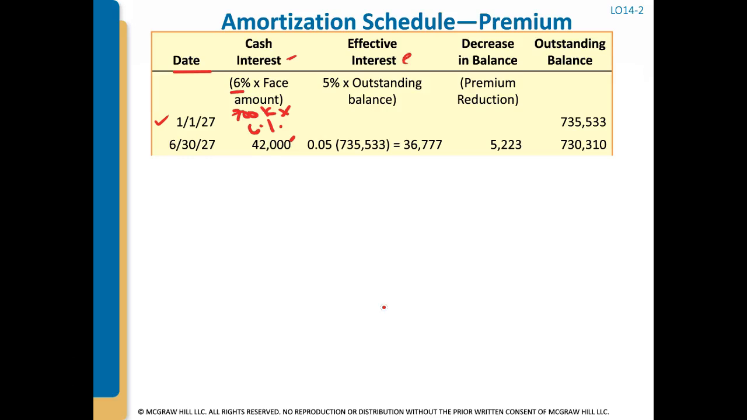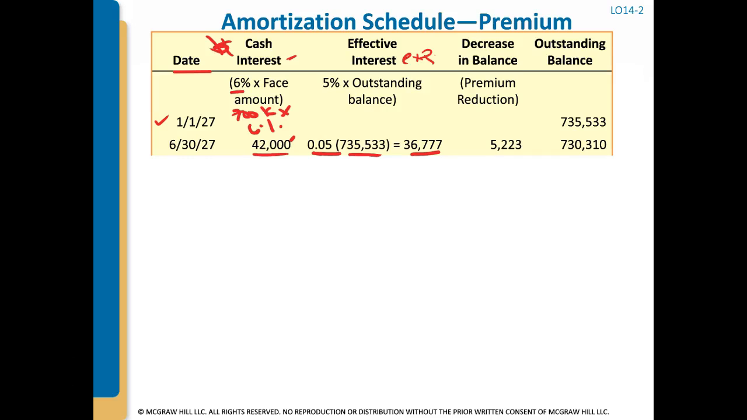The effective interest expense is equal to your market rate. It's very important to keep these two rates straight as to where you use them. Again, this is divided by half because we have 2 payments a year, multiplied by your beginning outstanding balance, which is the same number as your prior period ending number. So I'm going to take my 5% times my 735,000, which equals 36,777.